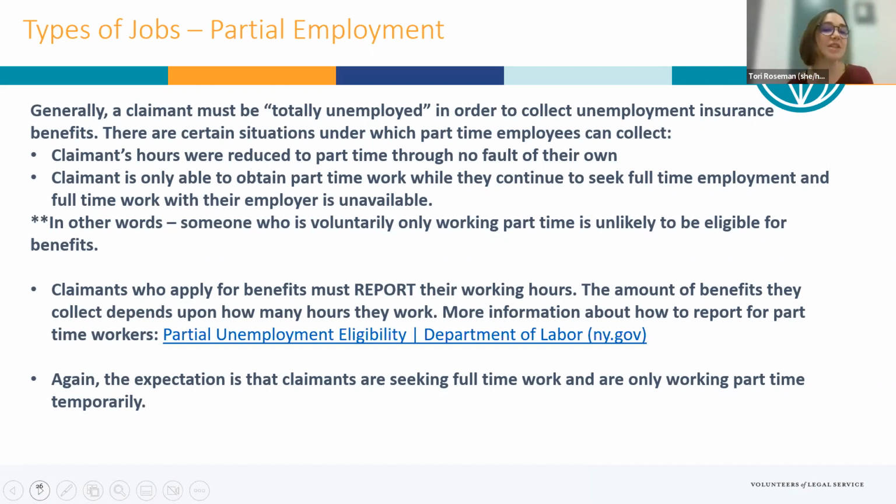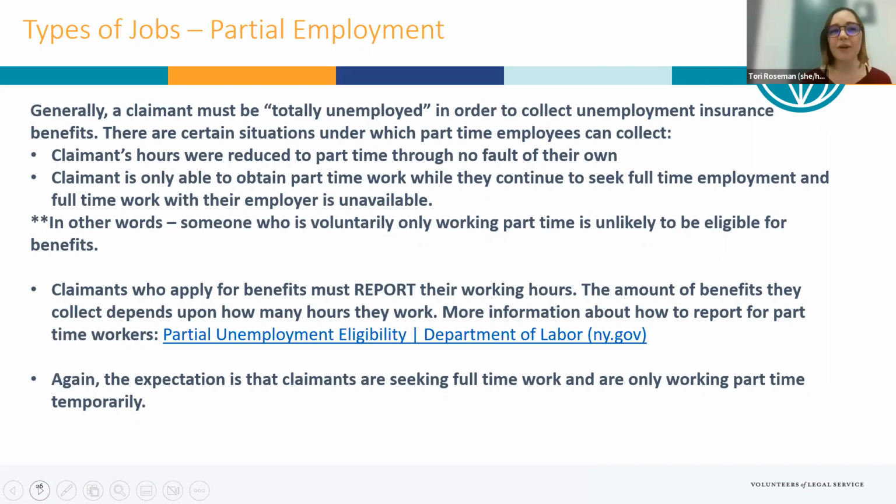Number one, the claimant's hours were reduced to part-time through no fault of their own. Let's say the company is struggling, they don't need you to work full-time anymore, they reduce you to part-time, they no longer have full-time hours. You were working 40 hours a week, now you can only work 15 or 20, and you may be eligible for partial unemployment.